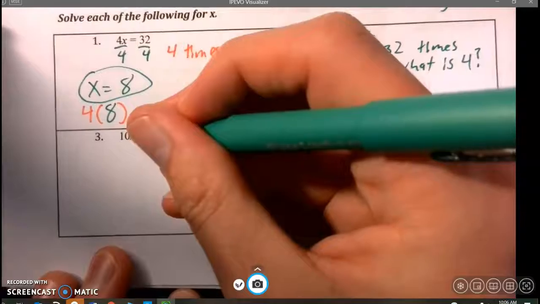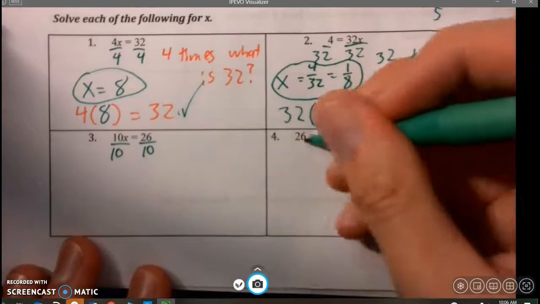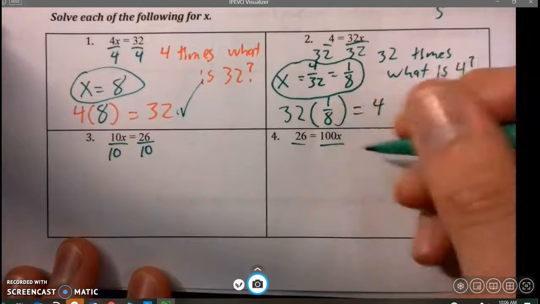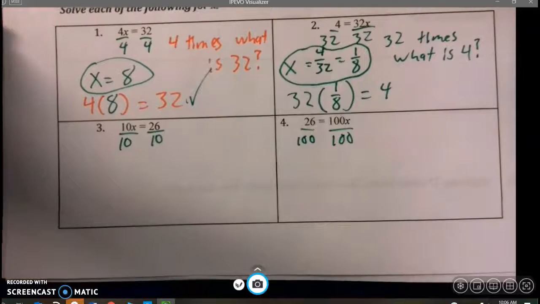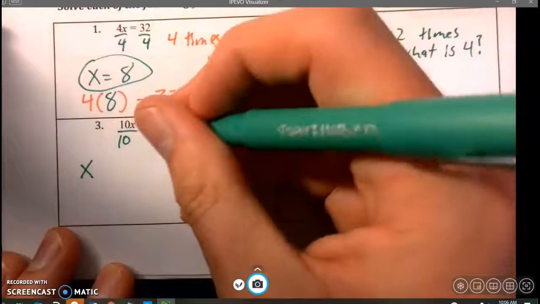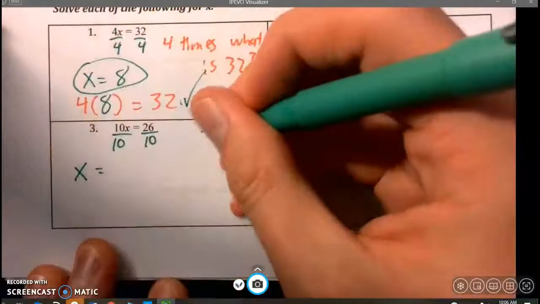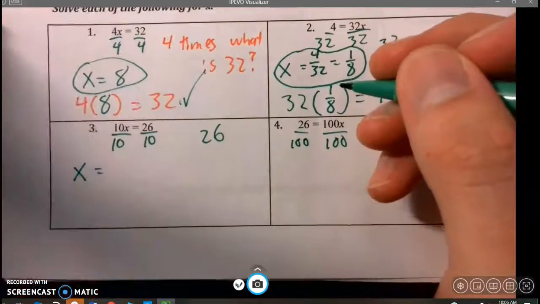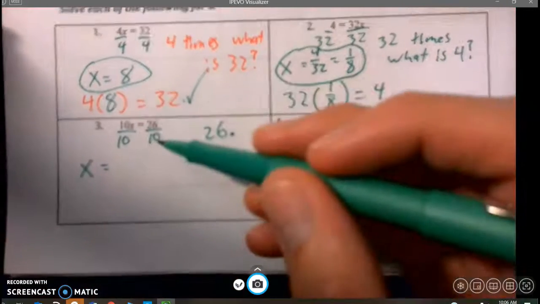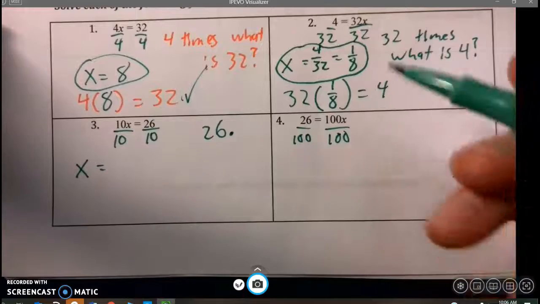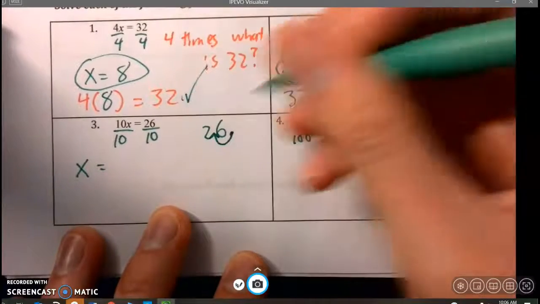So once again, this is 10 times what is 26. We're dividing both by 10. This one is 100 times what equals 26. So this one we're dividing by 100. Always dividing by that coefficient. And remember, anytime you divide by a base 10 number, base 10 numbers are 10, 100, 1,000, then the decimal place moves to the left, the number shrinks by however many zeros that your divisor has. So if you ever divided something by 10, it would shrink by 1 place value.